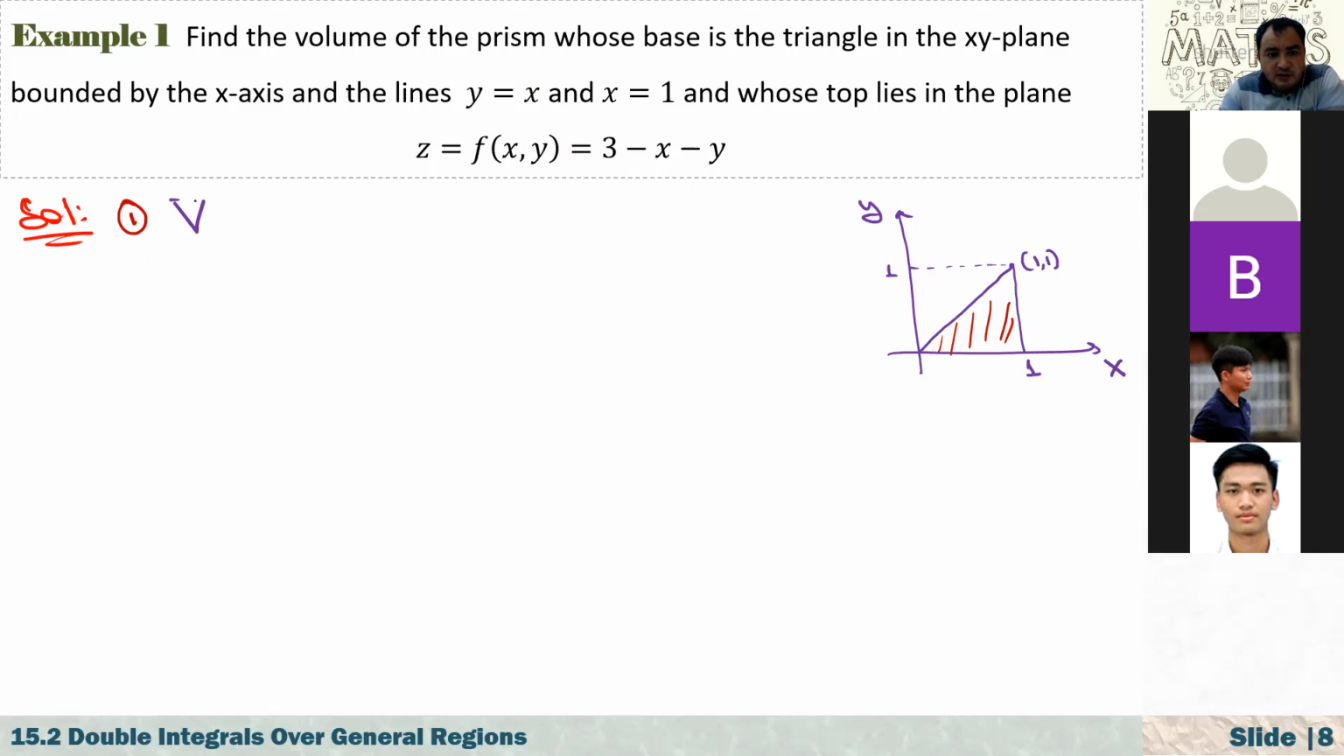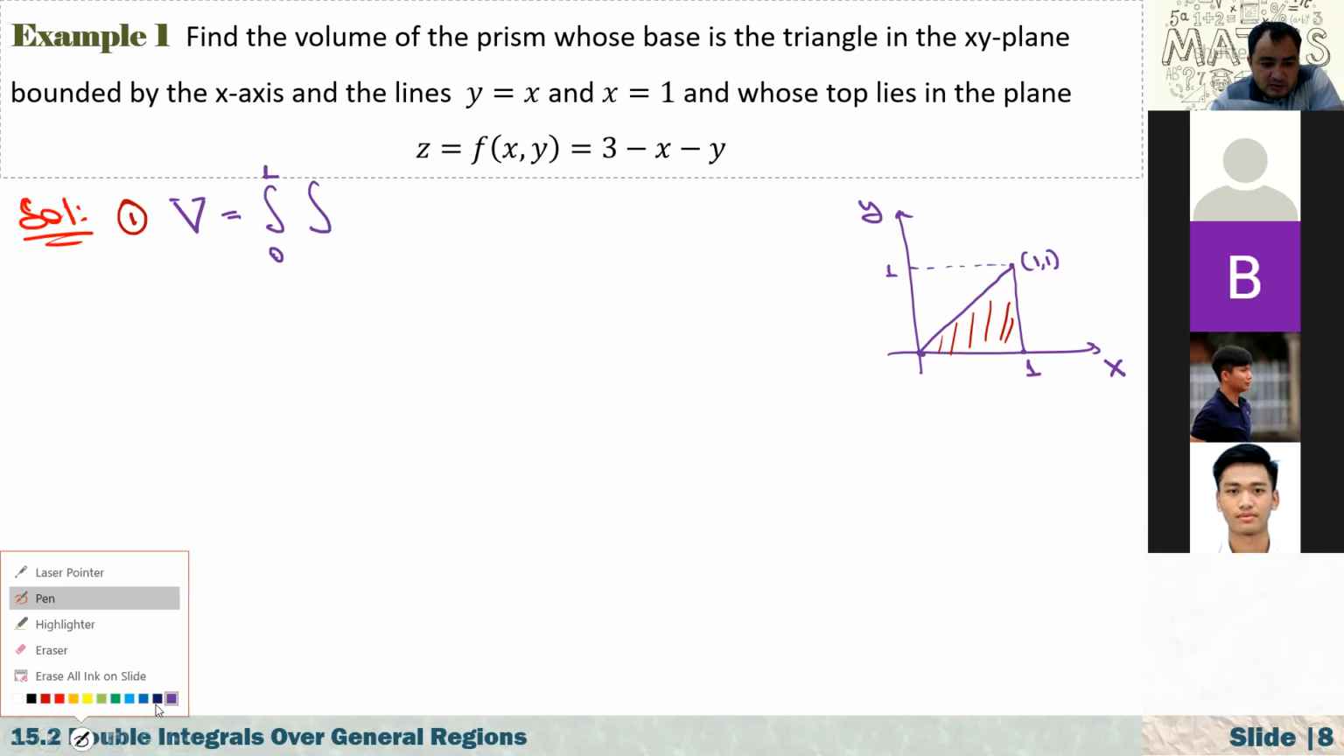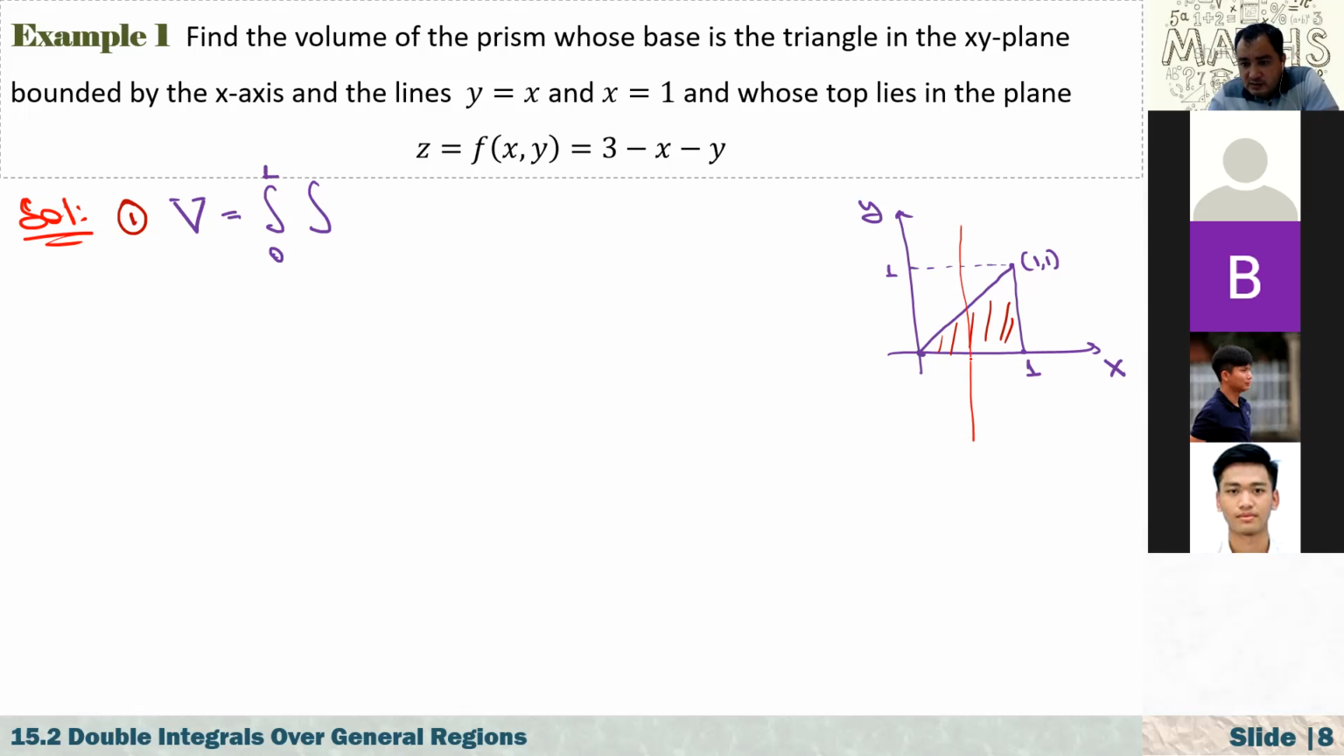Okay, so the first one is, since it is volume, let me just use V for this. Integral. Now first, x is changing from 0 to 1. And how about y? To find the limits of integration for y, you need to draw a line that is parallel to the y-axis. If you draw a line parallel to the y-axis, it enters the integration region here and exits here.